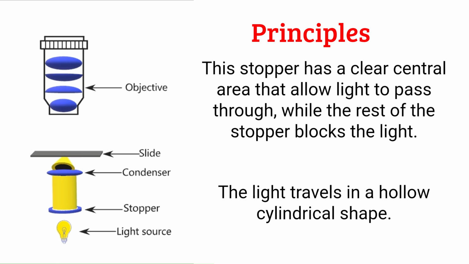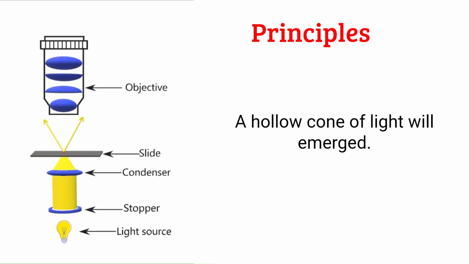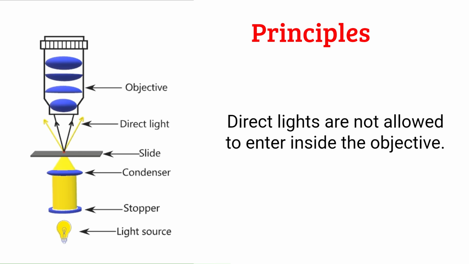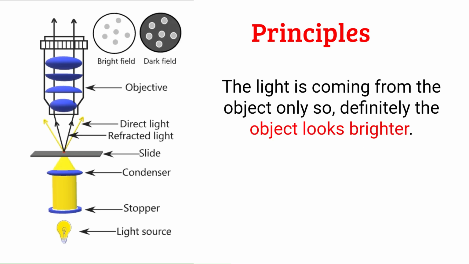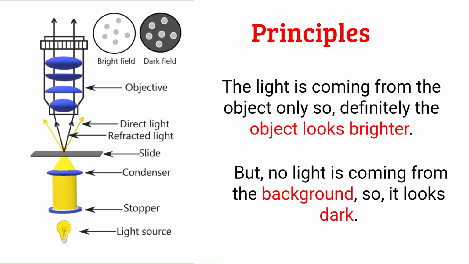What will happen when a hollow cylindrical light passes through the condenser lens? A hollow cone of light will emerge like this. If we place the specimen in this area, look, no direct light enters the objective. Only the light that is reflected or refracted or diffracted by the specimen reaches the objective. Now if we capture a photograph or see directly through the ocular lens, what can we observe? The light is coming from the objects only, so definitely the object looks brighter, but no light is coming from the background, so it looks dark.